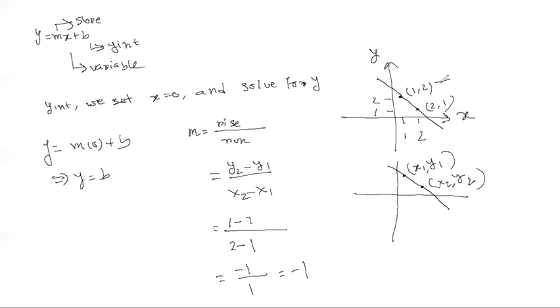If it is a positive slope, it's going to be a rising graph. To get a better understanding, this is x1, y1, and this point is x2, y2.